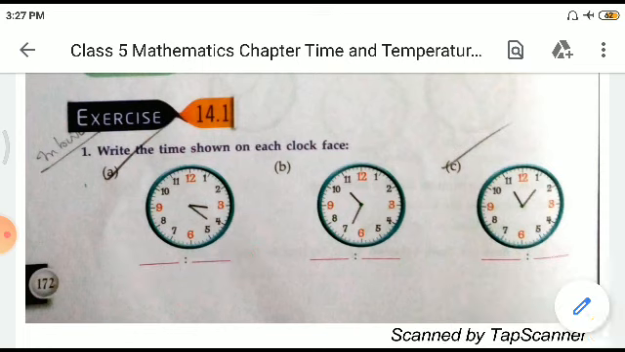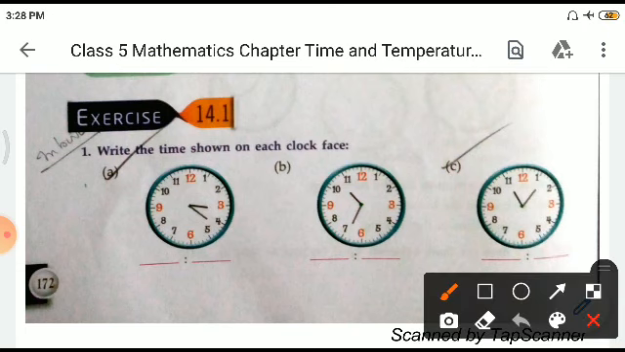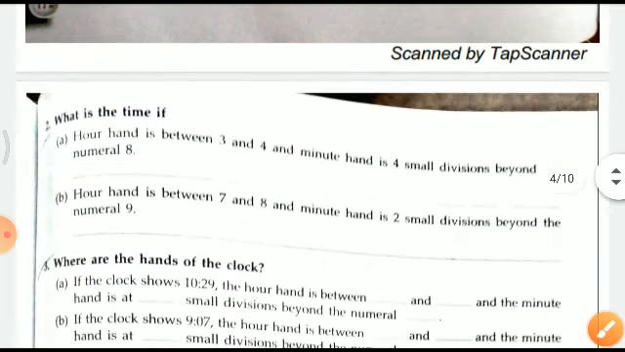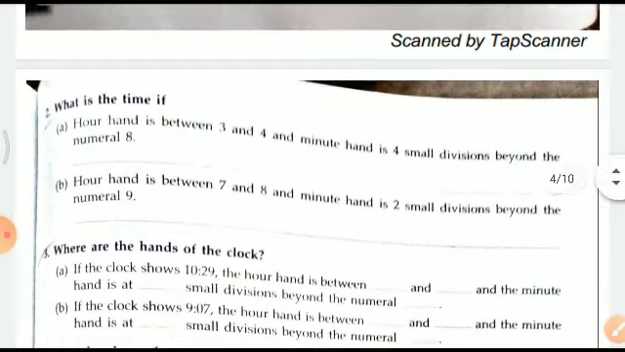Right? Similarly for the next one, the small arm is in between 10 or 11, so it is past 10, and the bigger arm is after 6, and 4 intervals after 6, so it is 10 is to 34. Right? And this is how you have to do this exercise, right?